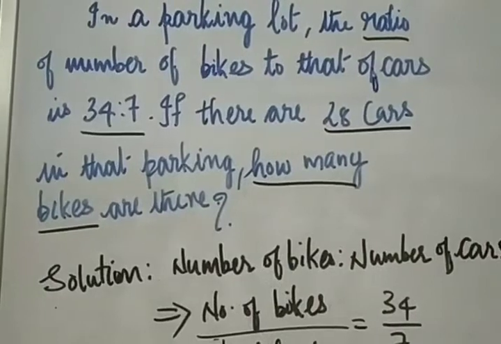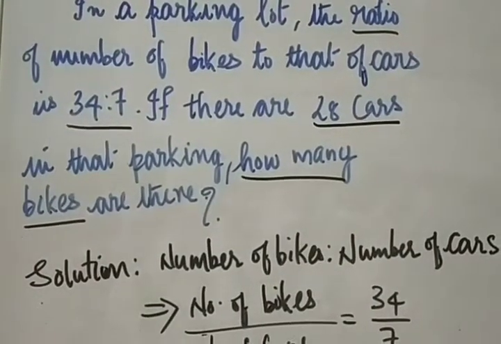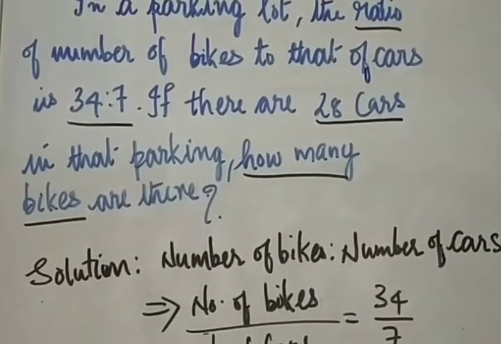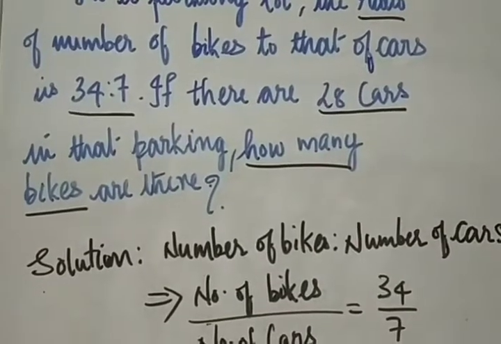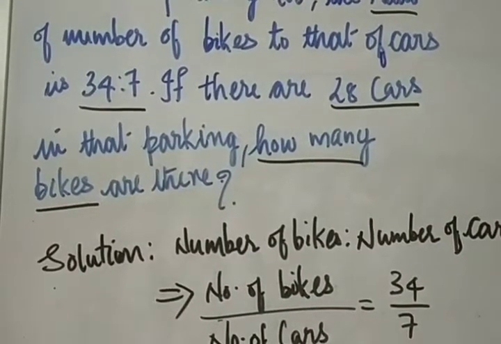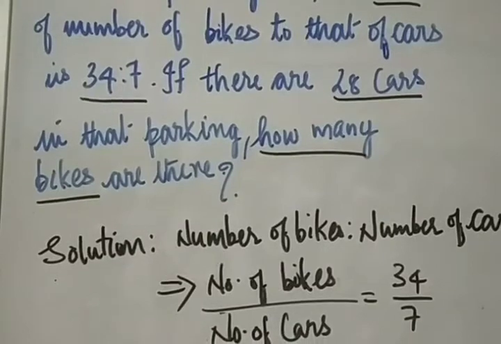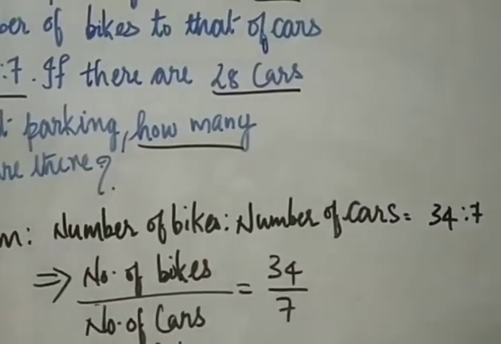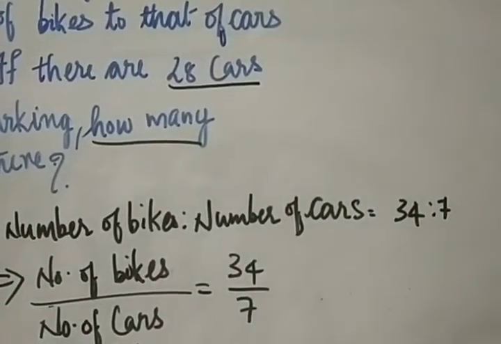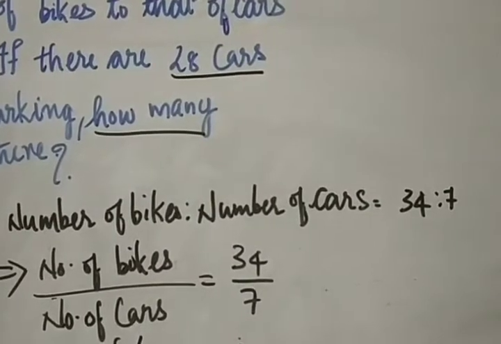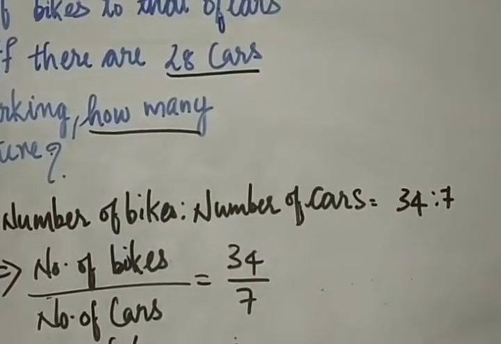Then it is given that there are 28 cars in that parking, and we have to find out the number of bikes in that parking. So we have the ratio: number of bikes is to number of cars is equal to 34:7.